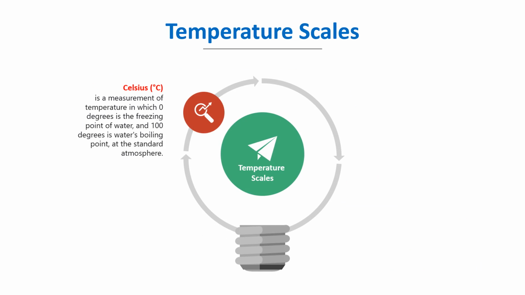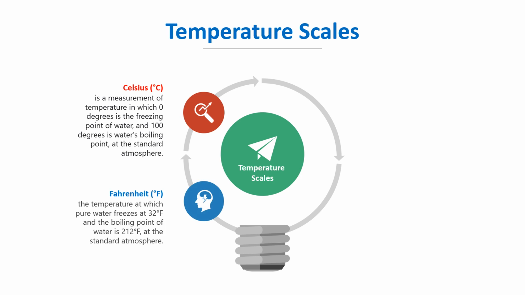Okay, the temperature scales. There are terms that we need to understand in this topic. The first one is Celsius. What does Celsius mean? Celsius is a measurement of temperature in which 0 degrees is the freezing point of water and 100 degrees is the water's boiling point at standard atmosphere pressure. And degree Fahrenheit is the temperature at which pure water freezes, at 32 degrees Fahrenheit, and the boiling point of water is 212 degrees Fahrenheit at standard atmosphere.